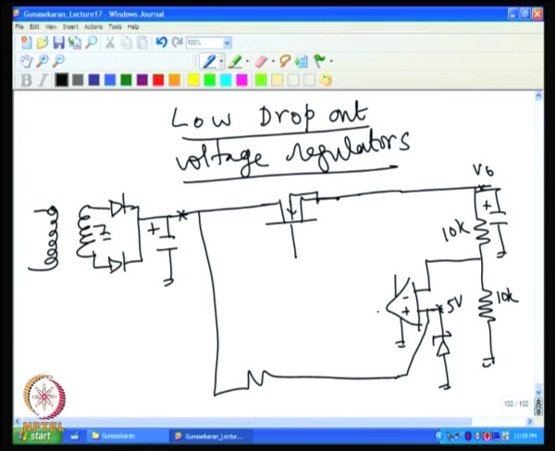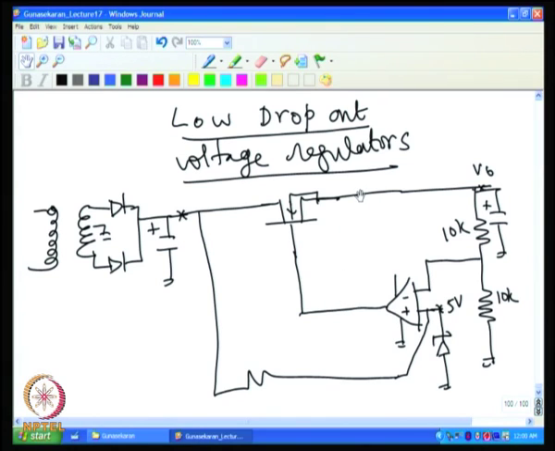So, what I do is, this is an N channel MOSFET. So, I connect this to this. Now, that completes the regulator part. Now, what is happening is, suppose the output voltage goes high, then this voltage goes high. If this goes high, then this voltage comes down, and that will make this voltage come down.